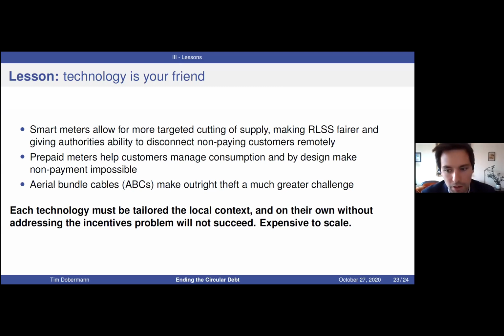But I think my overall sense from the literature is that these technologies are very expensive to scale, and that they must be tailored to the local context. And if you really want to take advantage of them, we need to think quite closely about the incentives problem as well. So technology can play a big role in fixing some of these, but without addressing the underlying incentives, it might not be a sustainable solution out of the situation.